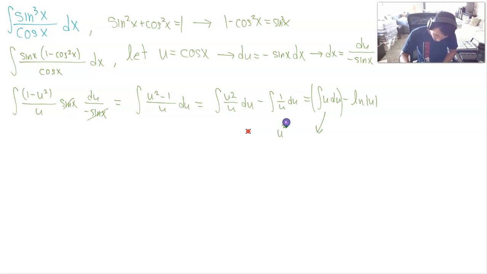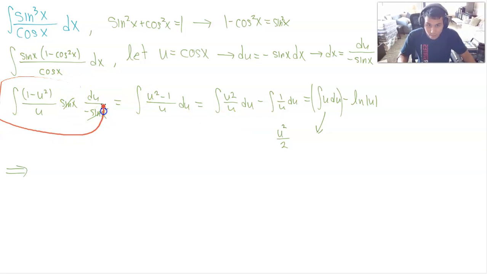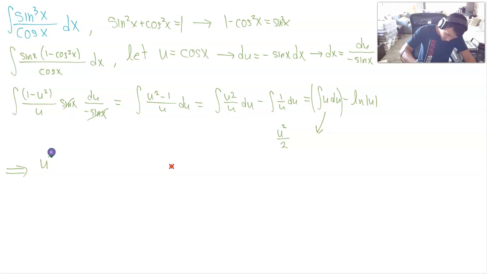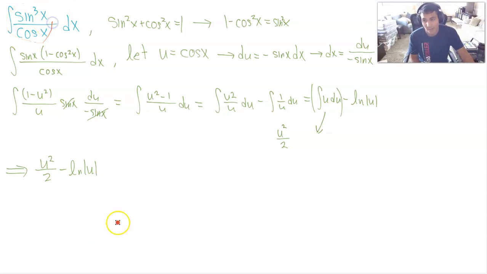It's just going to be u squared divided by 2. That's it. So now this integral over here is simply equal to what? u squared divided by 2 minus ln u. But remember, we're given sine x and cosine x. This means nothing to us until we put back sine x and cosine x. And by the way, don't forget a plus c.